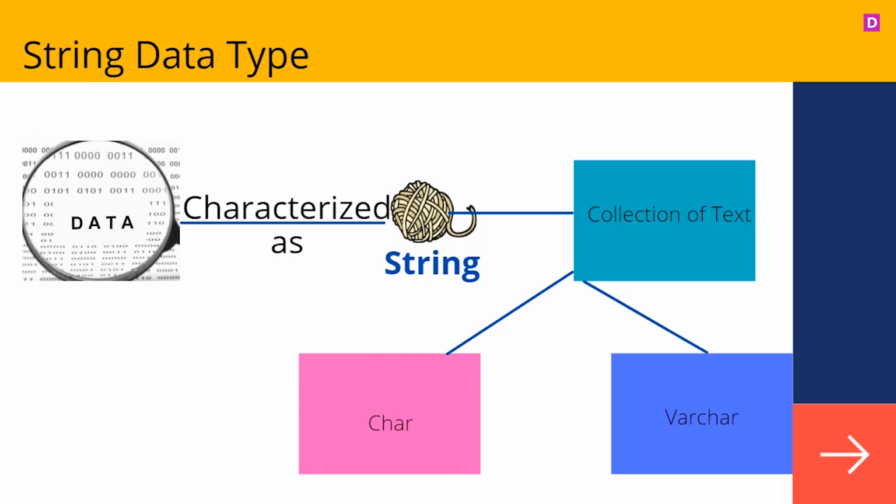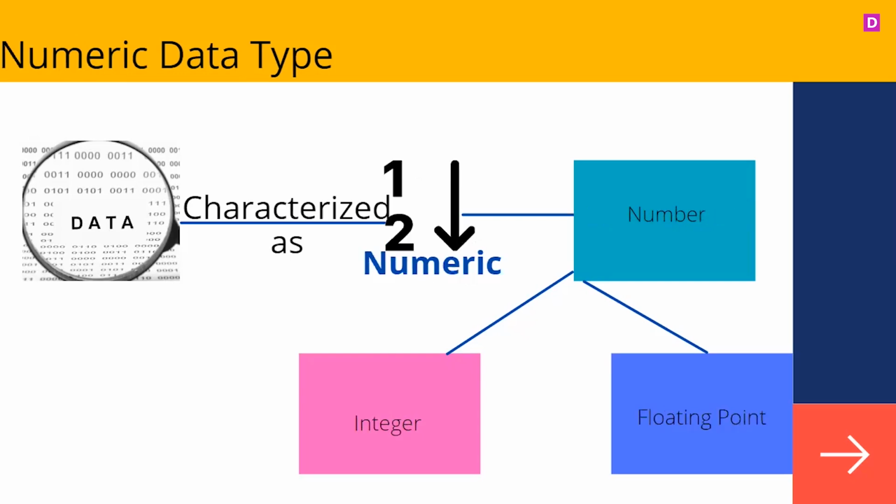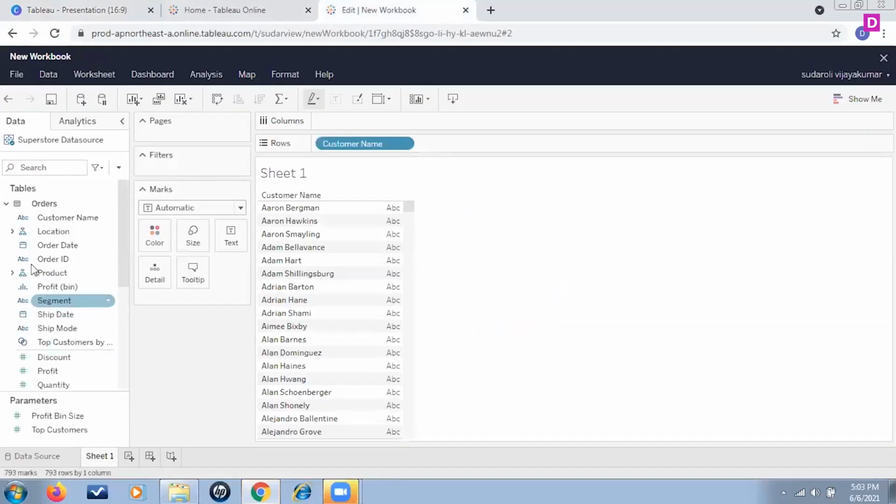So the next one is, of course, your numeric data type. As the name denotes, the data is going to be associated with a value of the type numbers. So in our sales data store itself, if you see here, there is something called an order ID.